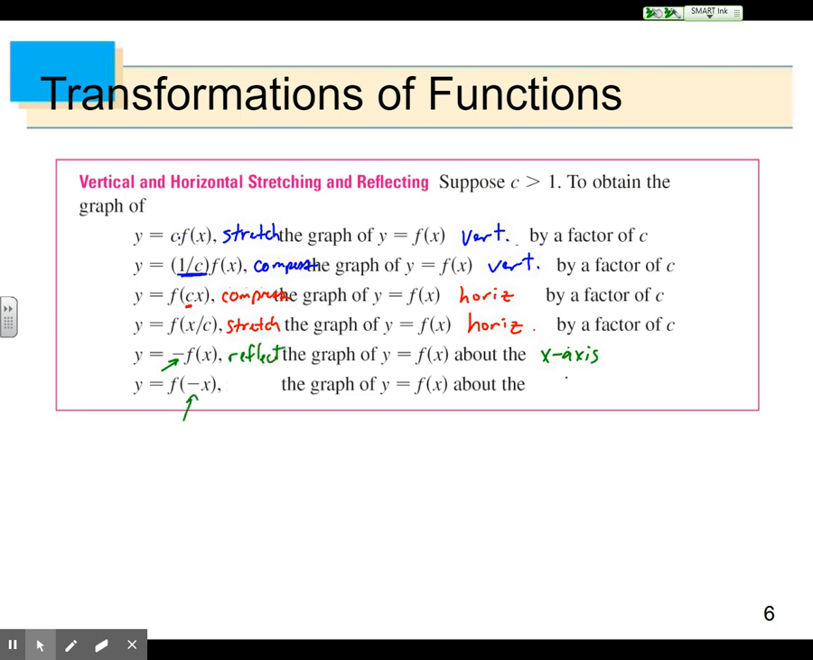Whereas if the negative sign's on the inside, it's still going to reflect, but we are going to be going horizontally on that. So whatever's on the left side of the y-axis is looking in a mirror and it appears on the right side. Whatever's on the right appears on the left. It'll take a little bit of practice.